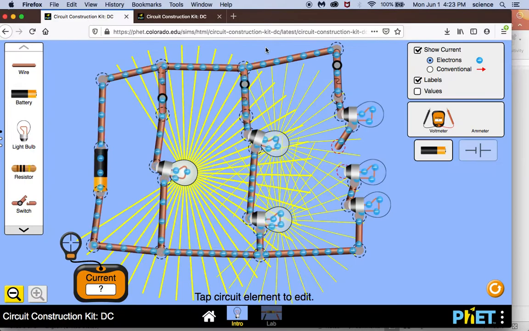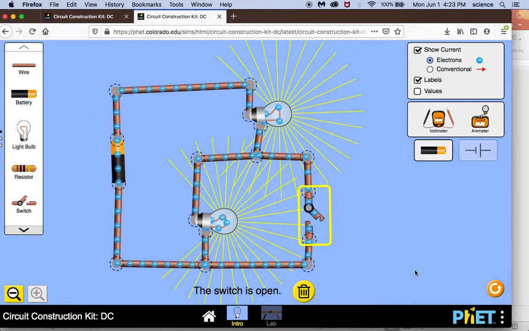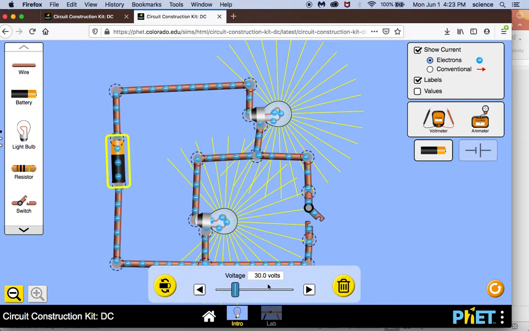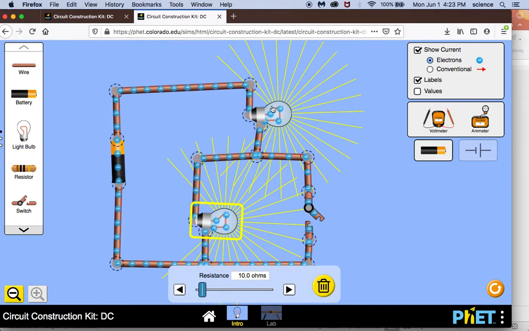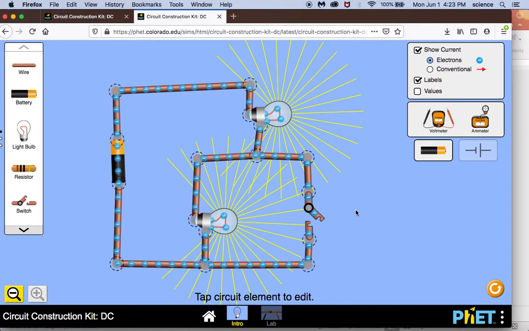So here we go. We have another picture. Here's our picture right here. My switch is opened. I have my battery set at 30 volts, and each of my light bulbs is 10 ohms. So right now, they are both about the same brightness as one another.